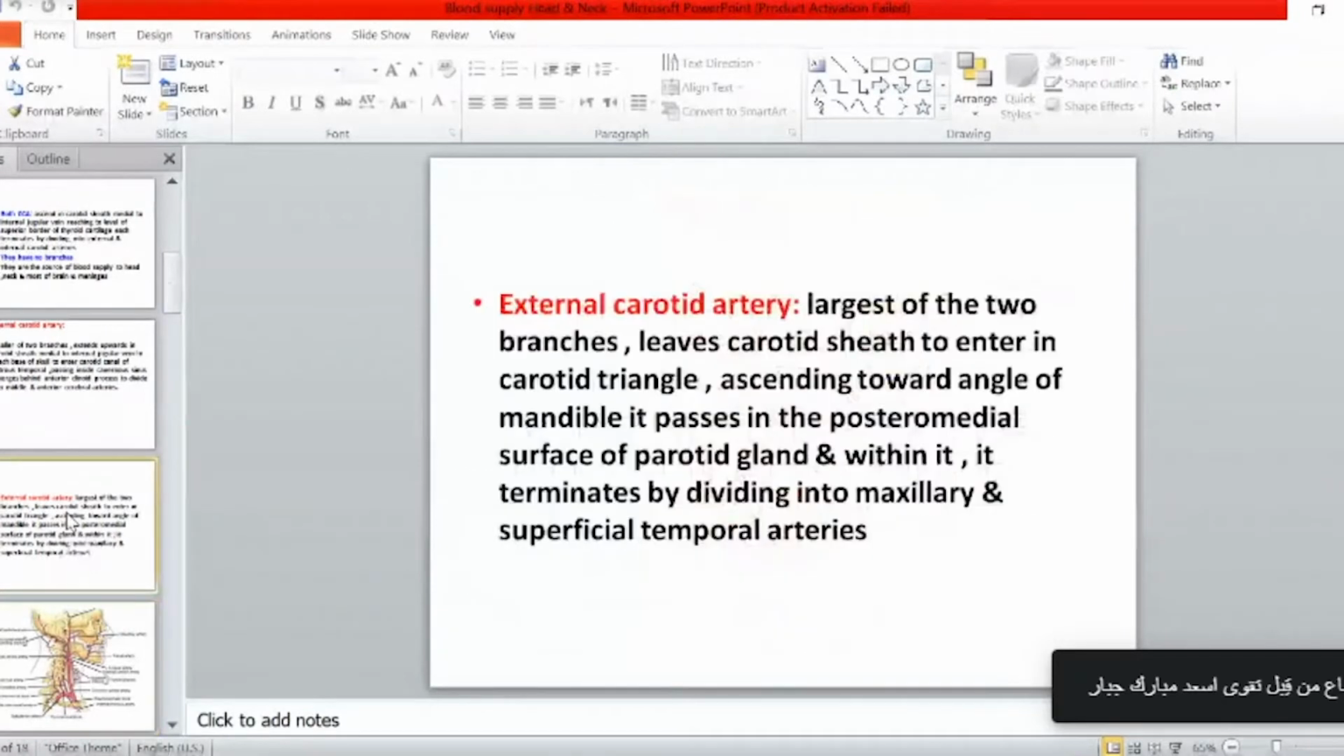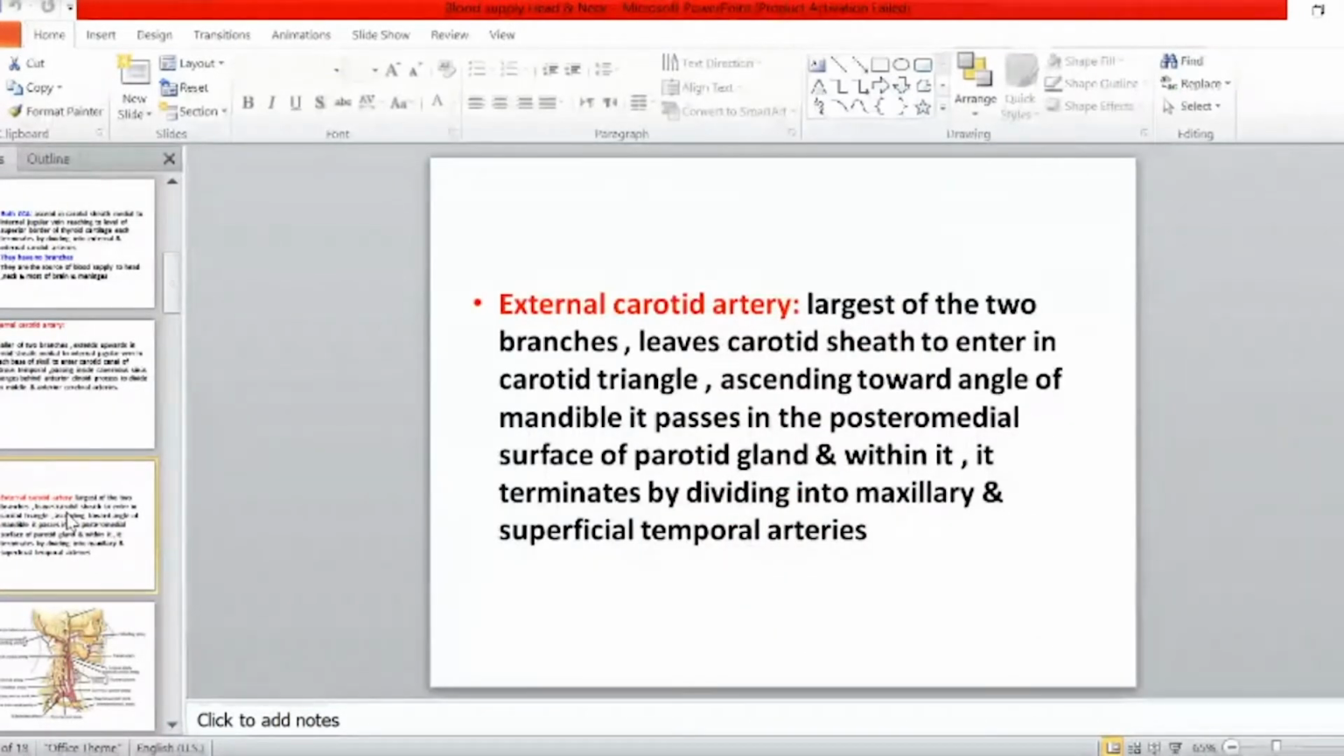So the external carotid artery is the largest of the two branches, leaves the carotid sheath to enter the carotid triangle, ascending toward the angle of the mandible, passes on the posteromedial surface of the parotid gland, enters within it, and terminates by dividing into maxillary and superficial temporal arteries.